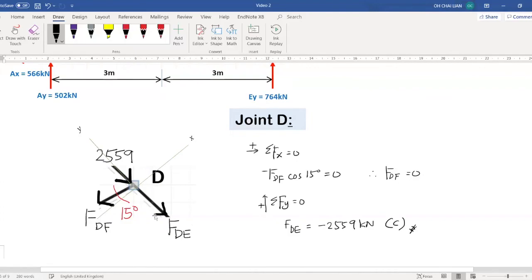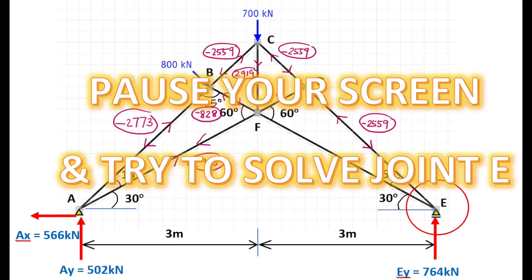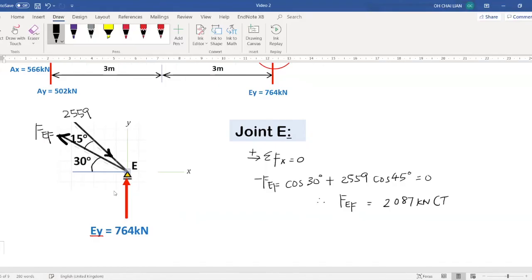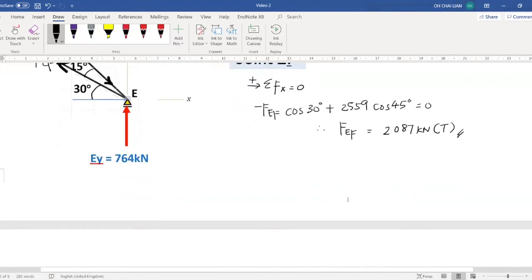and for joint E, please pause your screen and have a try before I show you the answer. Well done! This is the solution for joint E. As you can see, now we have solved all the unknown forces.